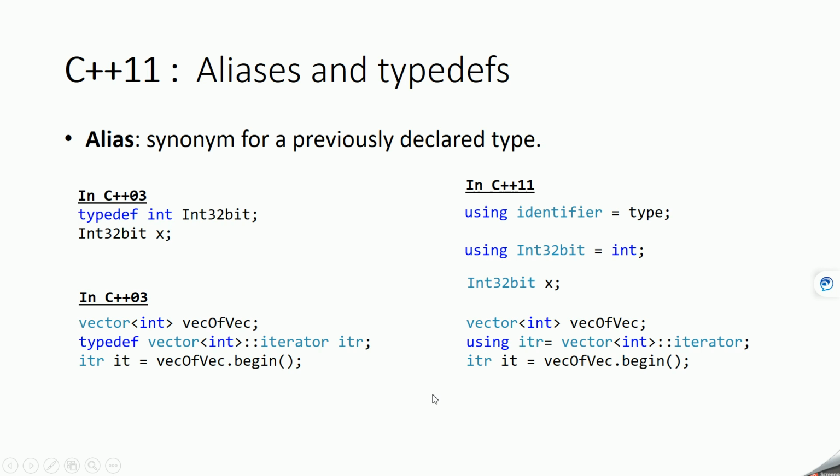So the main advantage of using alias name in C++11 is that it makes our code more readable. So reading code this way and reading code this way is better. So this way of writing code is making us understand the code better because it is more readable and user friendly.